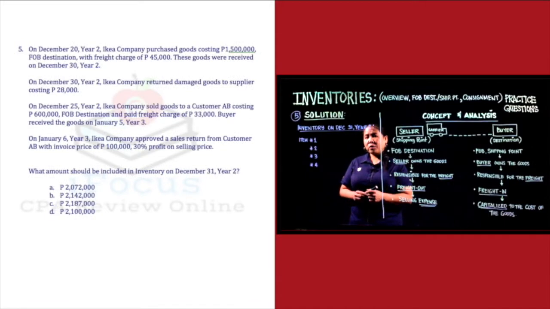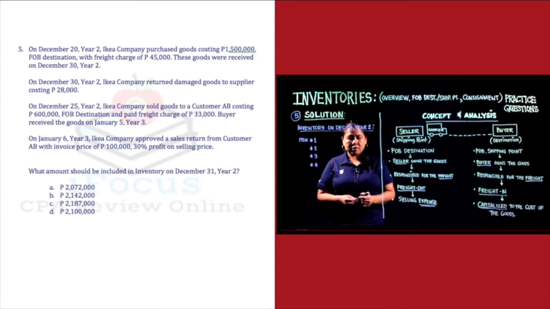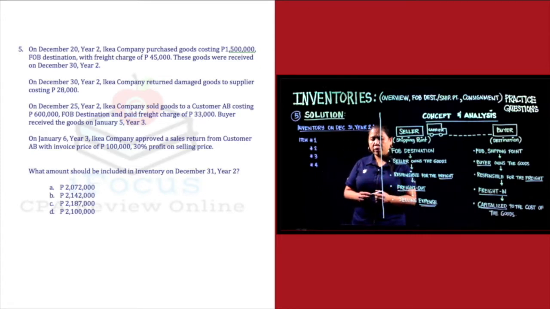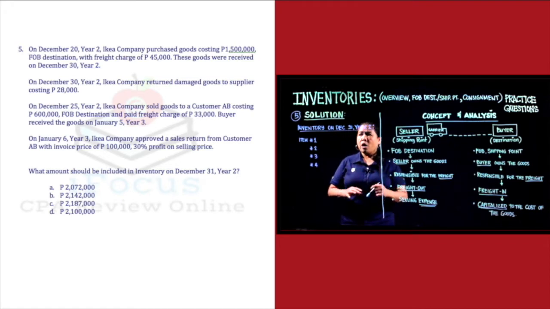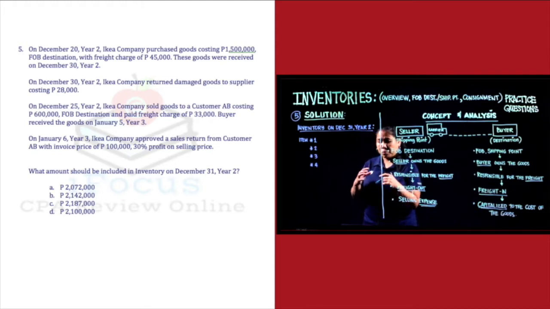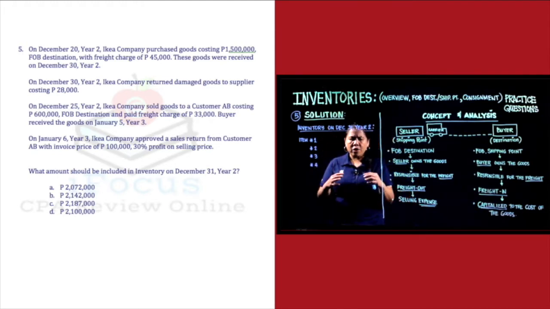Alright, question number 5. The requirement on question number 5 is what amount should be included in inventory on December 31st, year 2. So, ang hinahanap is kung magkano daw yung i-include natin sa inventory natin on December 31st, year 2. And there are 4 items on this question.